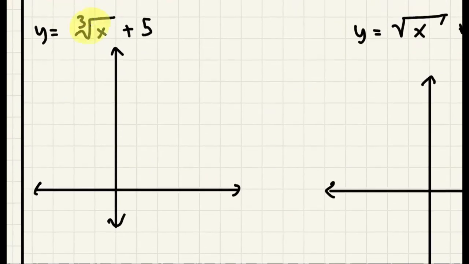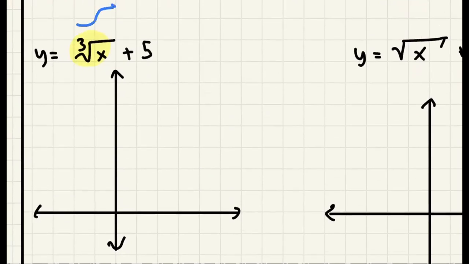Our parent function is cube root of x. This one looks like this. It goes from side to side. And then we're doing +5, so we're gonna go up 5. 1, 2, 3, 4, 5. This one goes up 1 over 1 and down 1 over 1. But this one looks like this. And this one looks like this. It goes side to side.